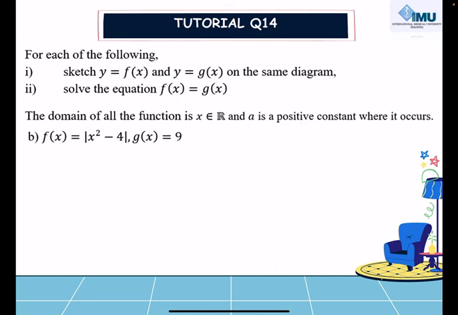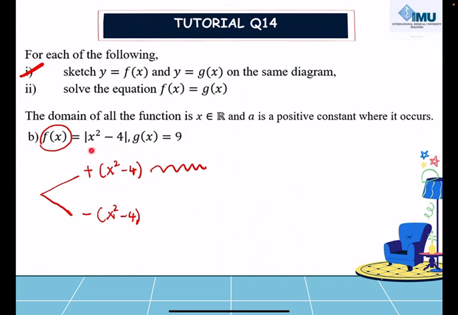The question says, sketch y equals f(x) and y equals g(x) on the same diagram. Now, let's start to sketch the f(x) function. Due to the absolute value of x squared minus 4, you know there are two possibilities, either a positive function or a negative function of your quadratic. Let's do the first part of your absolute value function, which is the positive.